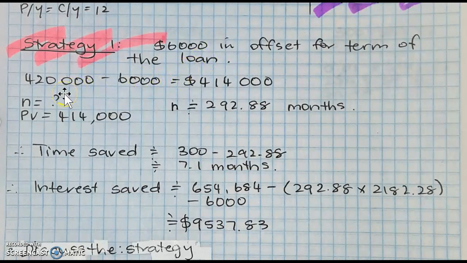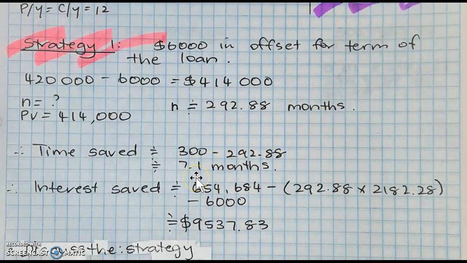So what's really happening in this question is I'm borrowing my $420,000. I take off the $6,000 and I'm left with $414,000. So really it works in the same way as a lump sum if I do it this way, where I'm doing it at the start of the loan and for the term of the loan. So I put that money in, that's my PV, I work out the N, and it tells me that I take 292.88 months to pay off this loan with this extra $6,000 in there.